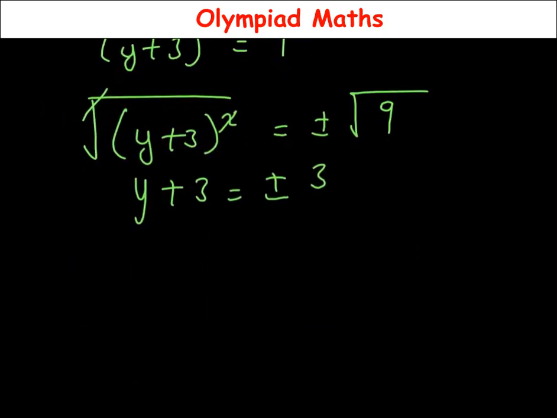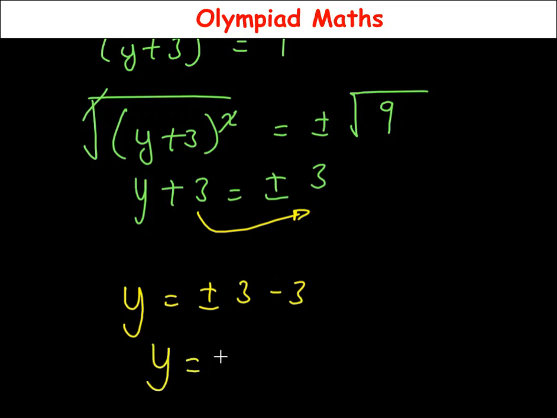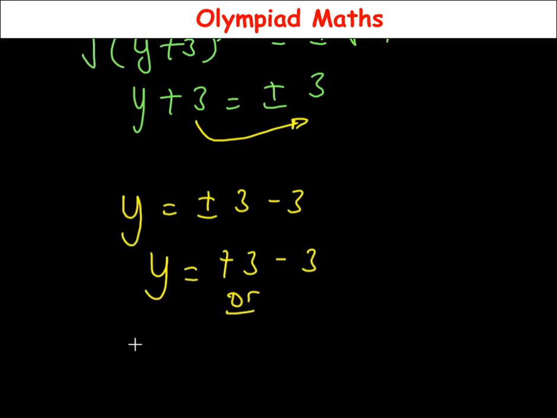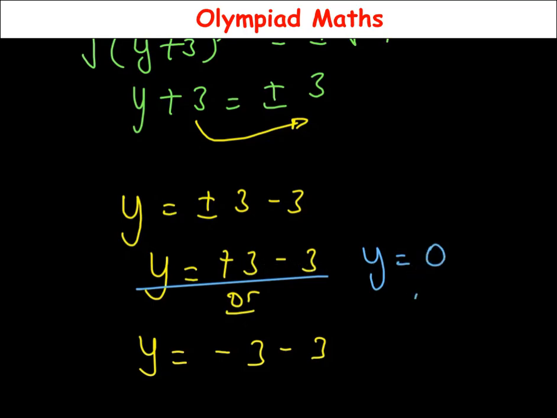From here, we can move plus 3 over to this side of the equation, and this becomes y is equal to plus or minus 3. If plus 3 crosses the equality sign, it becomes minus 3. Such that with this, y is equal to plus 3 minus 3, or y is equal to minus 3 minus 3. And from here, the value of y is equal to plus 3 minus 3, which is 0, or y is equal to minus 3 minus 3, which is minus 6.